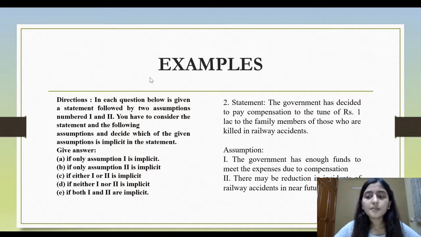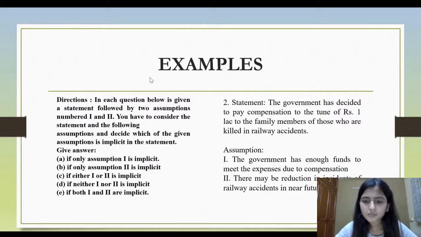The second statement is: the government has decided to pay compensation to the tune of ₹1 lakh to the family members of those who are killed in railway accidents. Alright, fine. So there was a railway accident. The government has decided that they will pay 1 lakh to each and every family member. This is what the statement says. Let's read the assumptions. First, the government has enough funds to meet the expenses due to compensation. Again, remember the example that I just told you. If the government is making a statement of incurring an expense of amount X, it will not really make that statement unless it is somewhere down the line sure that it has the necessary resources to make that expense, right? Hence, assumption 1 is very much implicit.